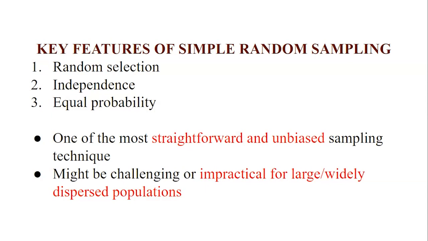This method helps researchers to generalize findings from the sample to the entire population with greater confidence, by assuming that the sample is truly representative and selected randomly from the population of interest. Is it clear? Is it clear about simple random sampling?